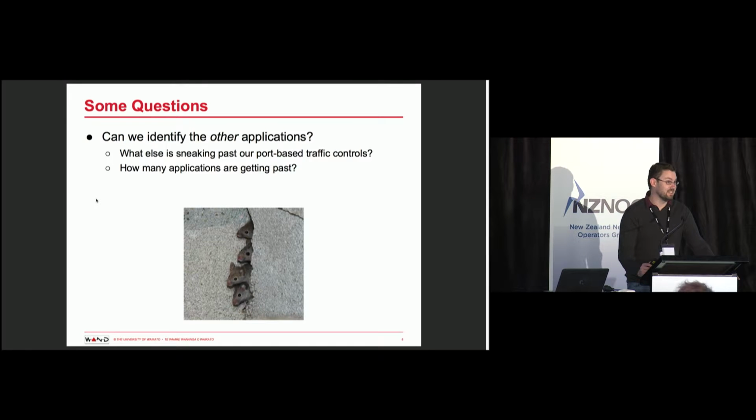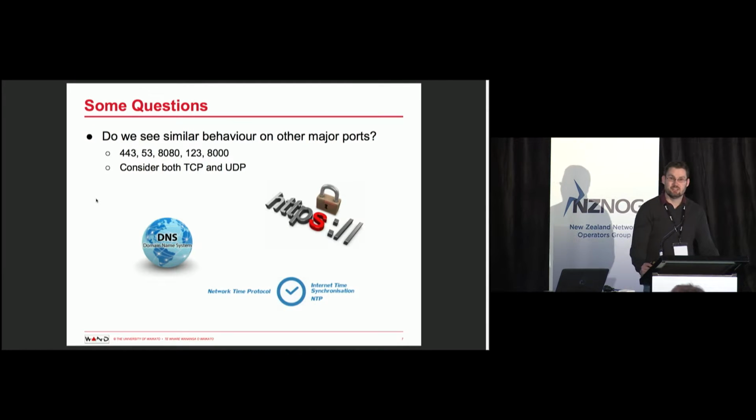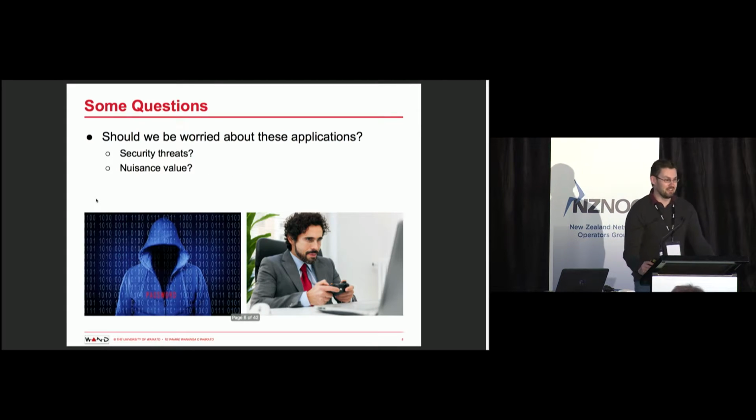And the first one is, can we identify these other applications? You know, what are these things that people are running that are sneaking past our port-based traffic controls? How many of these applications are there? Do we see this sort of behavior on other port numbers? I mean, people have only so far really looked at port 80. What about 443? What about DNS? What about NTP? What about the HTTP alternate ports? And in particular, we also want to consider both TCP and UDP, right? Because it's just as likely that you could try and hide something on UDP port 80 with the hope of it slipping past someone's careful gaze.